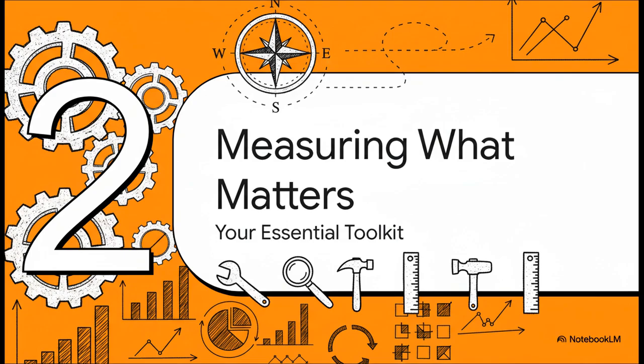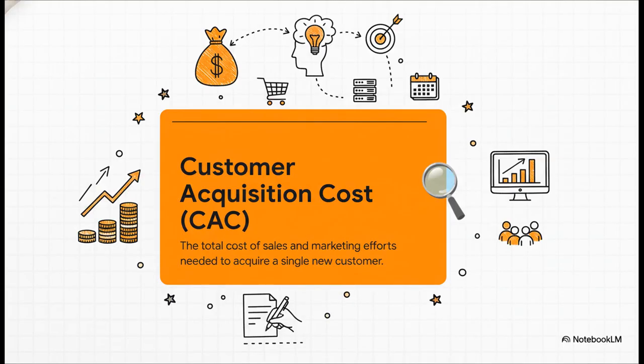All right, our strategy is set. Now it's time to open up the toolkit. We're going to look at the essential metrics that will basically act as your compass on this journey, telling you if you're actually heading in the right direction. First up, we've got customer acquisition cost, or CAC. Put simply, how much does it cost you in total to get one brand new customer to buy from you? And I mean everything: ad spend, salaries, software costs, the whole shebang.